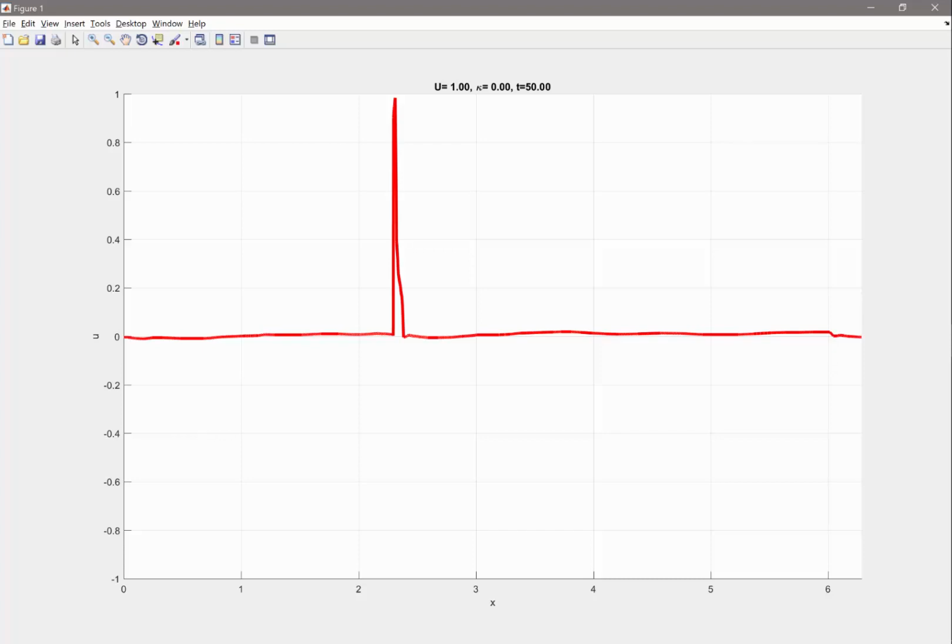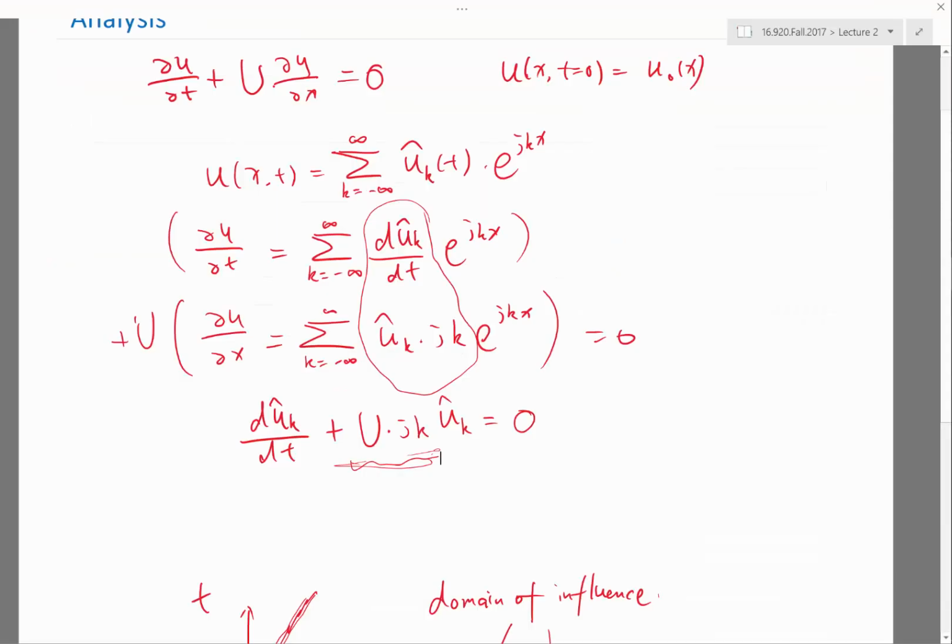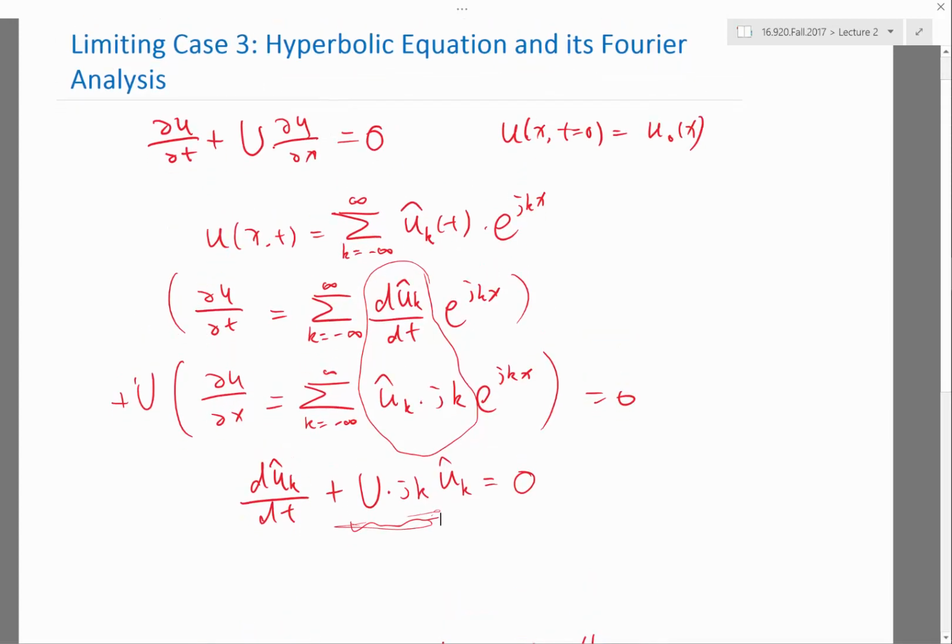You can convince yourself by looking at every pair of solutions. If you take a k and a minus k, and look at the effect of these summed up, it should only give you a real component. You're going to see it travels at a speed of exactly U, no matter what frequency it is. Having an oscillation that is proportional to k lets that frequency travel at a speed of U. All right, so that's the hyperbolic equation.